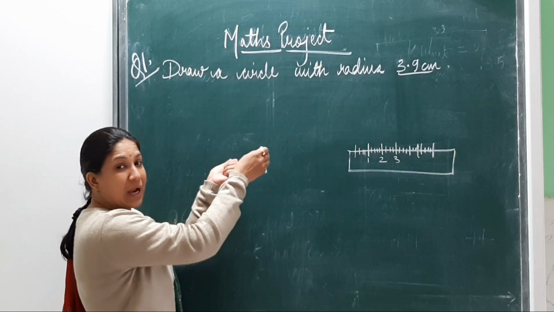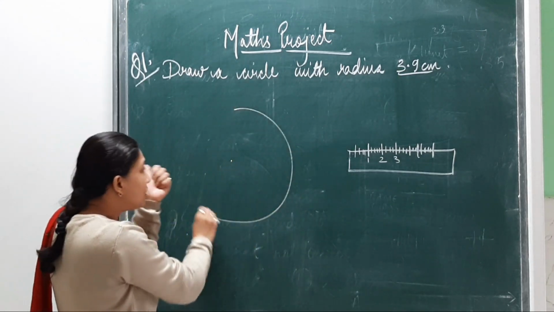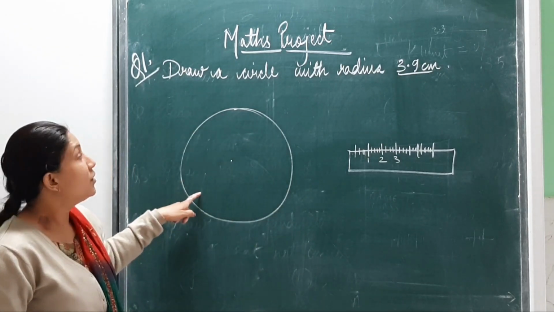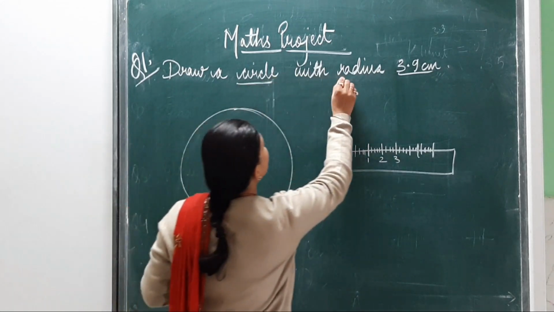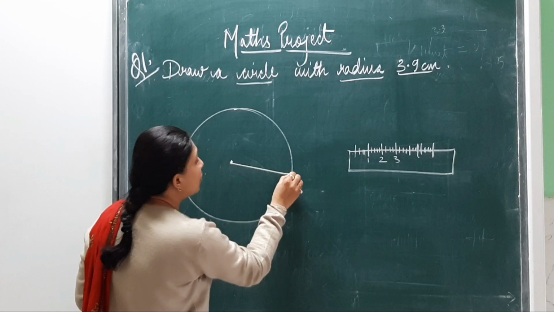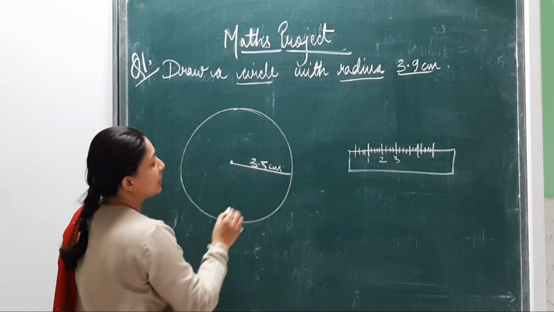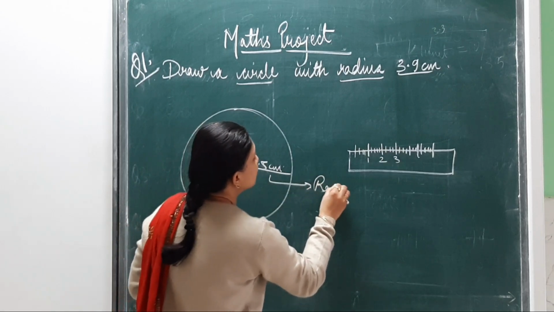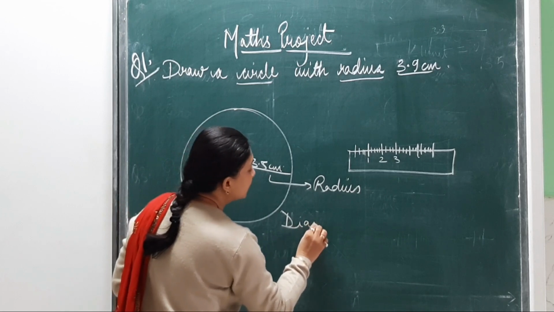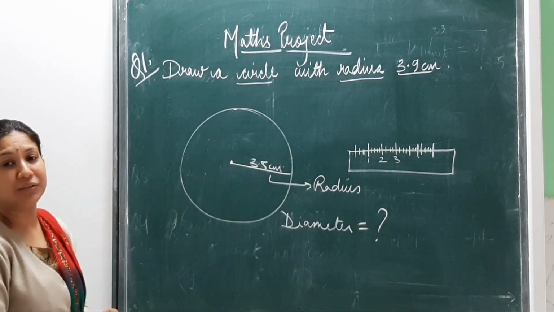Place the needle at this point. This will be your center, and drag it and get a circle. You get a circle. But what is a circle with radius? So with the scale, take out your ruler, draw a line and write down 3.9 centimeters. What is this? This is your radius. And then you will measure the diameter for me and tell me what the diameter is.